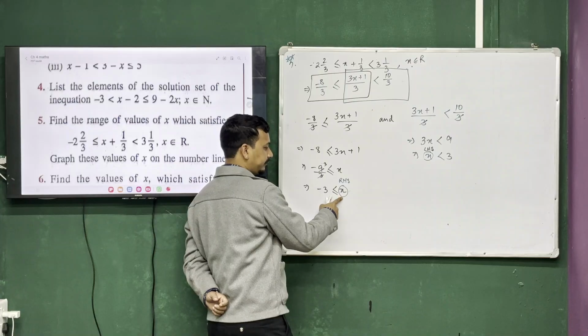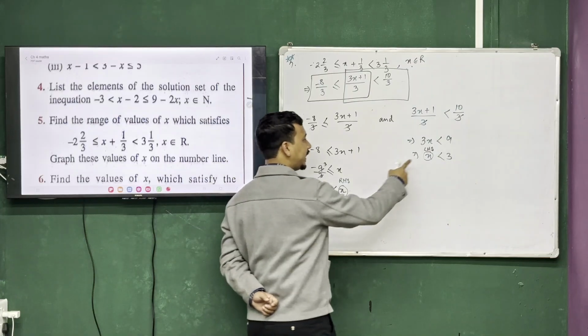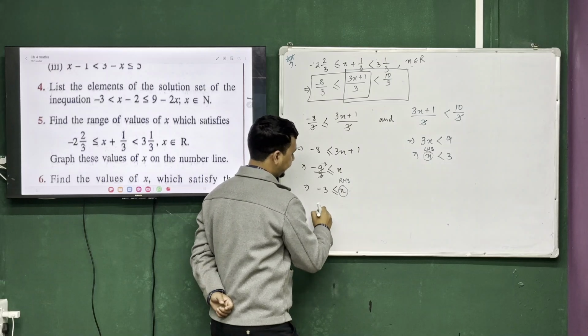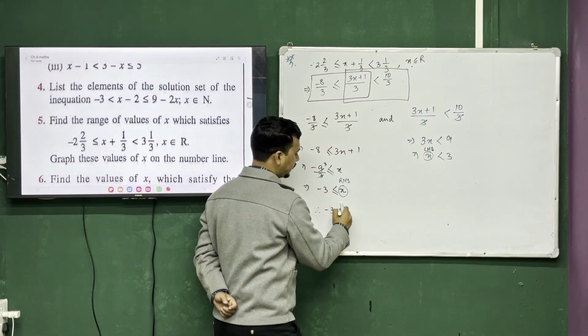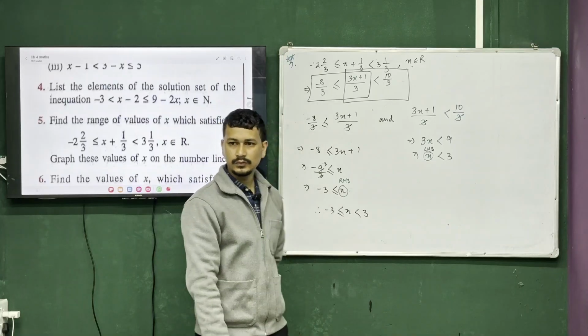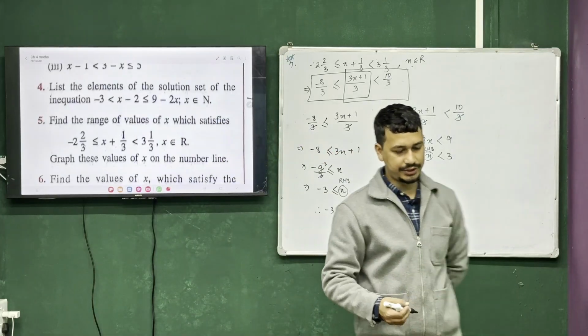It's just a trick. This one you always keep on the right hand side x, and this one you always keep on the left hand side. Now the merging will be very easy. So just write minus 3, then less than equal to x, then less than 3. Done. Okay, it's easier to merge.